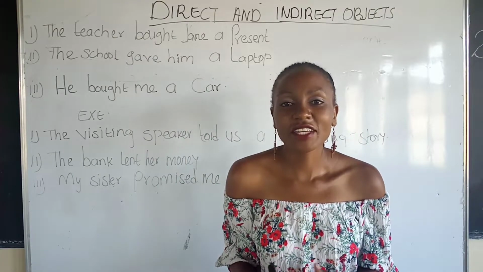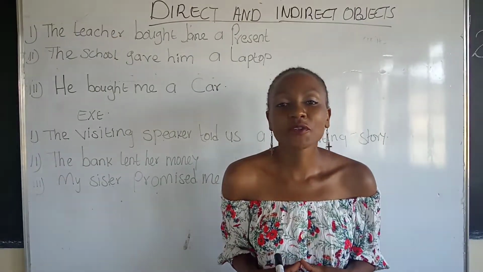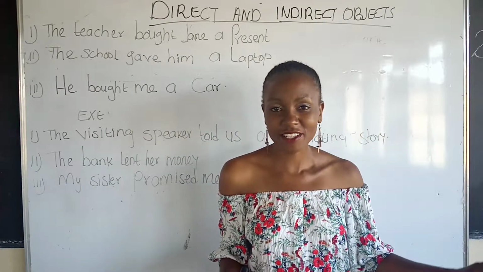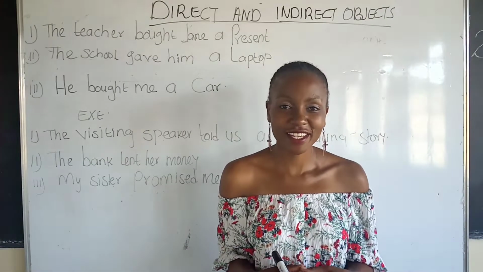In today's lesson we are going to learn about the direct and the indirect object. So if you have two objects in one sentence, how do you tell whether the object is direct or the object is indirect? Watch to the end to learn more.